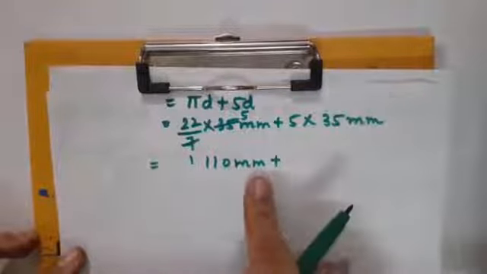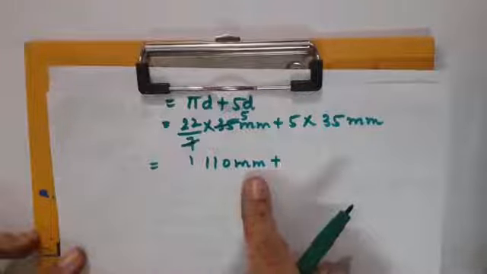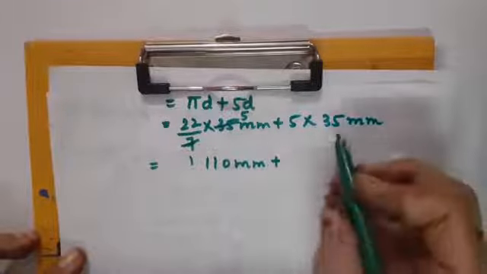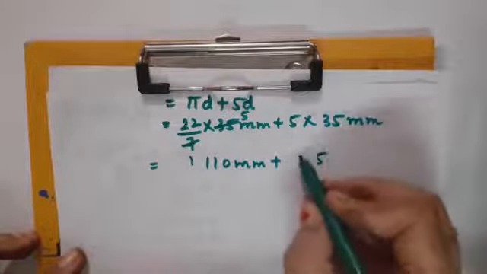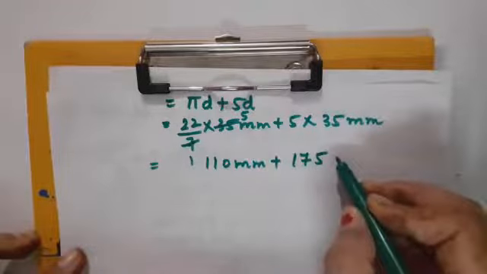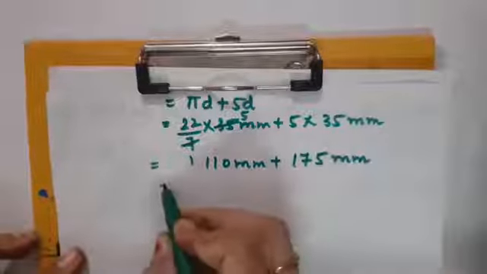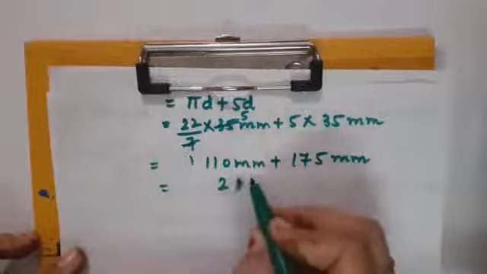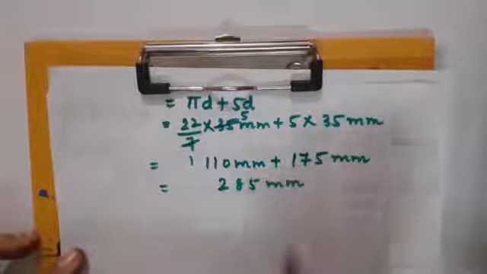Why am I writing mm? Because we are dealing with the circumference, not with the area. So it will be written in the standard unit only. So this is 5 5s are 25, 2, 15 and then 17. 175 mm. Add them. You will be getting 285 mm. Got it?